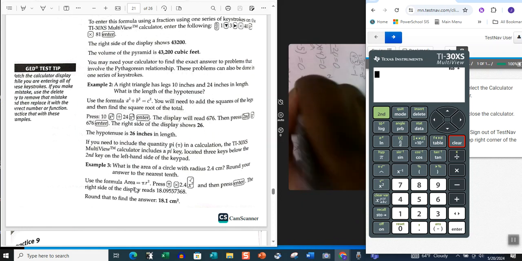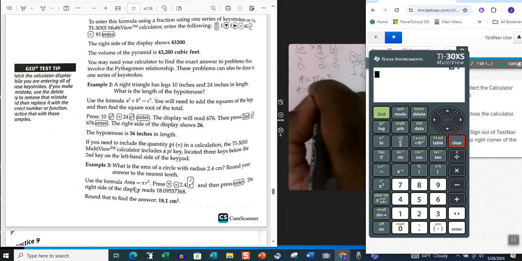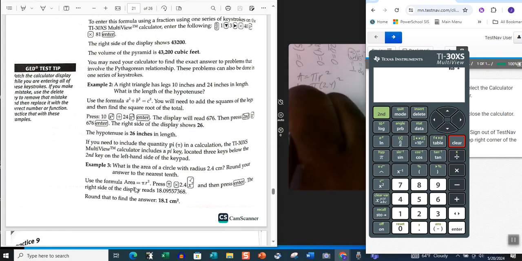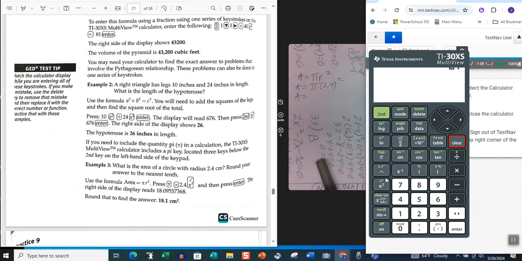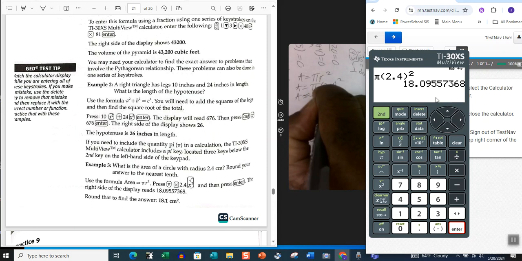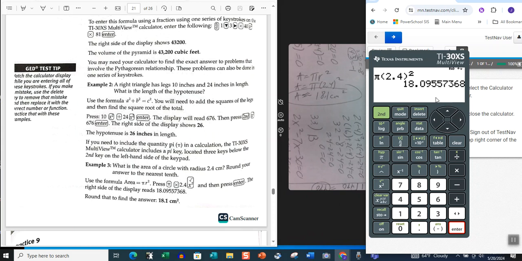So area is equal to pi, and then they gave us the radius at 2.4, and we would square that. So now we put this in our calculator. So we would do pi, and then the radius is 2.4, parenthesis, and we would square it, and press enter. So we got 18 point this long number, and we will round this to 1 decimal place, so it'd be 18.1 square centimeters, and that would be the area.